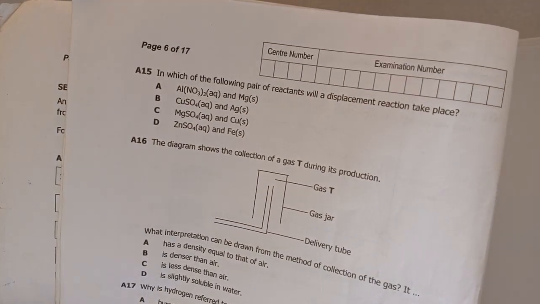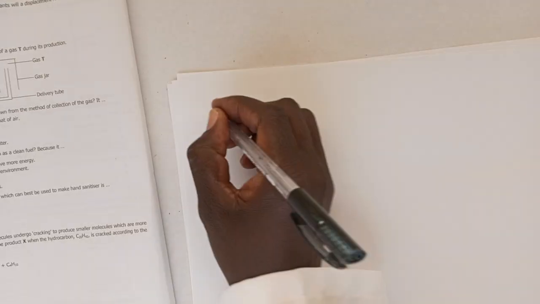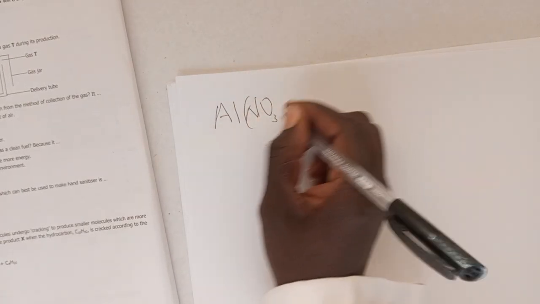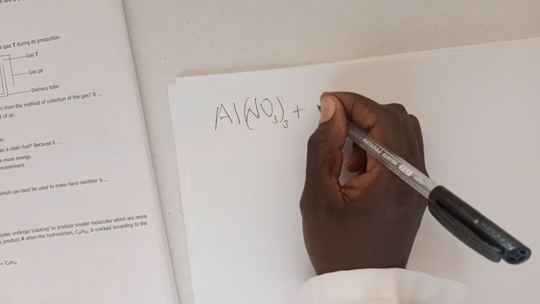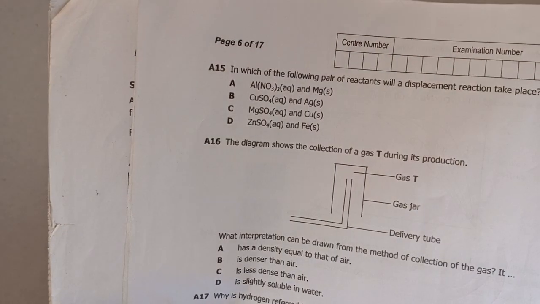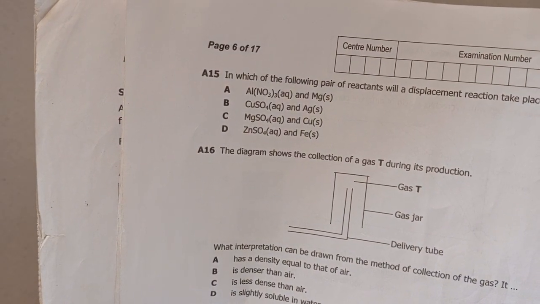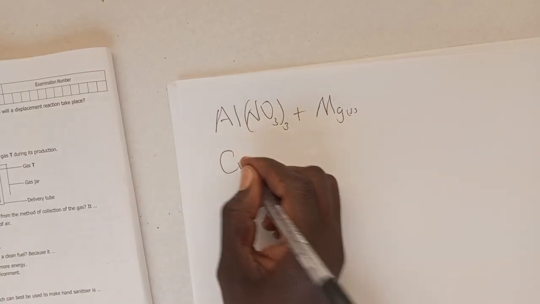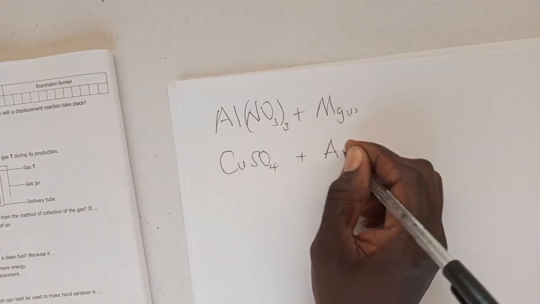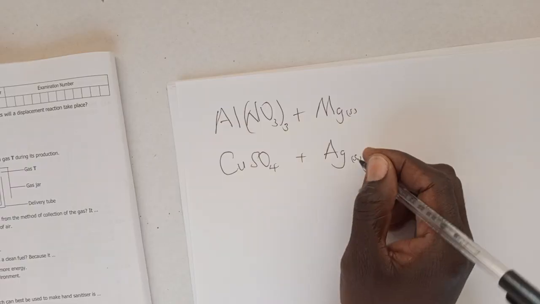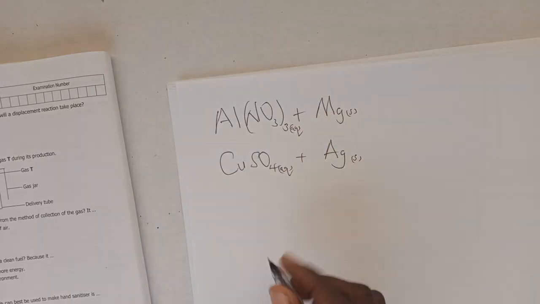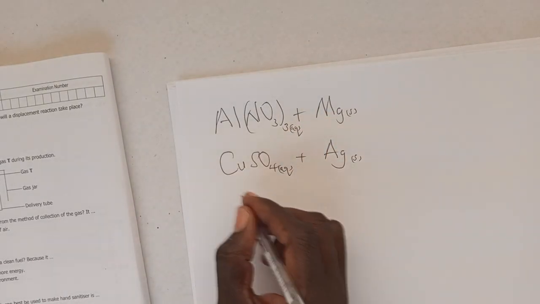Reactants is aluminium nitrate plus magnesium metal. Another one is copper 2 sulfate plus silver metal. Copper 2 sulfate is in aqueous, even aluminium nitrate is in aqueous because all nitrates are in aqueous state.